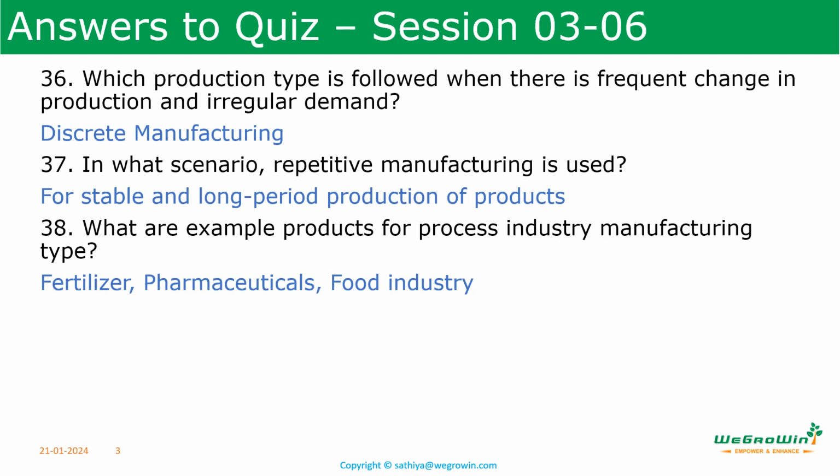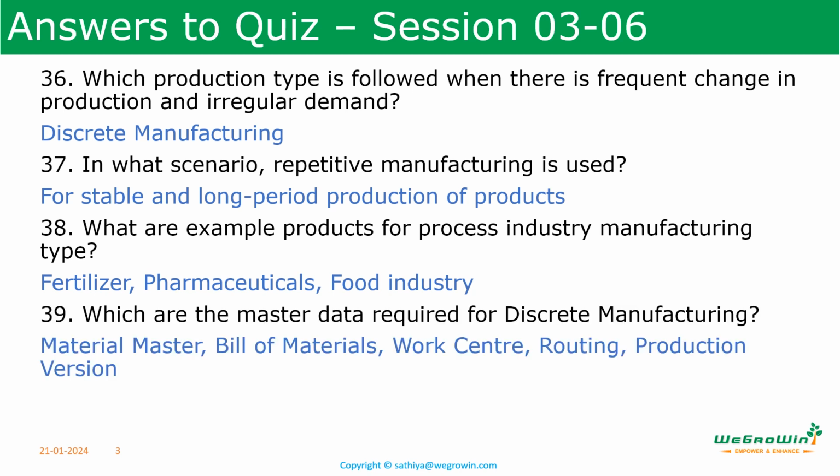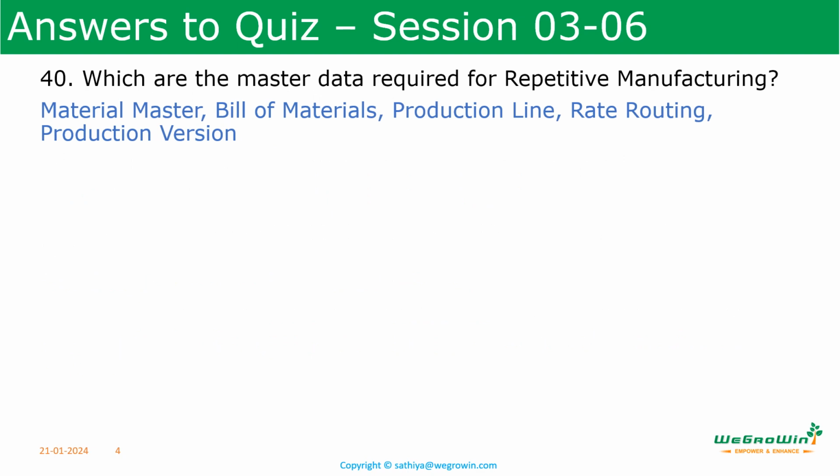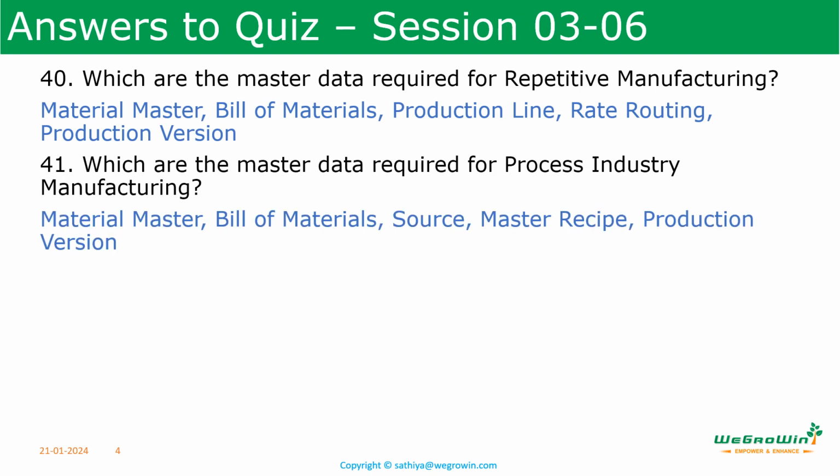These things are important. Which master data are required for discrete manufacturing? Material master, bill of material, work center, routing, and production version. What are the master data required for repetitive manufacturing? Material master, bill of material, production line, rate routing, and production version. What are the master data required for process industry? Material master, bill of materials, resource, master recipe, production version.